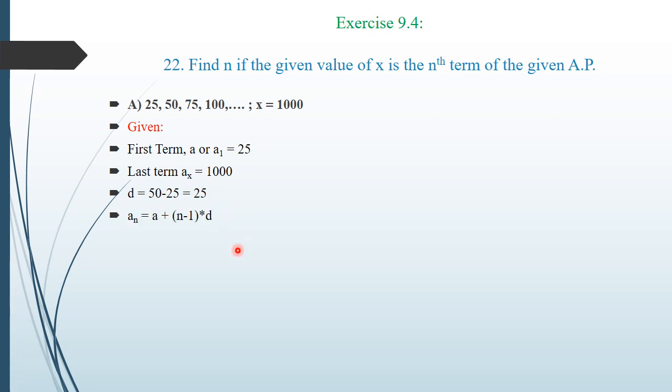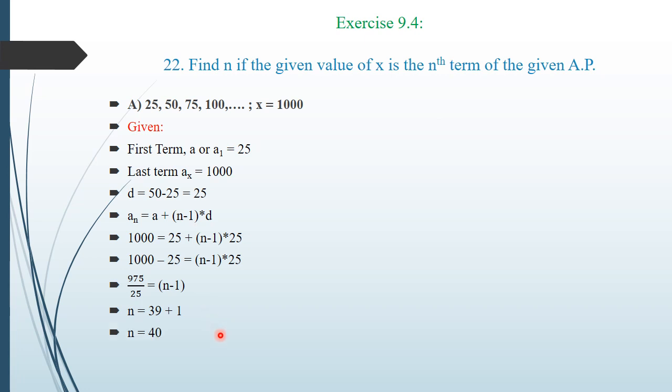Now I know an is equal to a plus n minus 1 into d. Instead of n, only x subscript is there. That is the only difference in this problem, nothing much. Therefore in place of an, I'll put 1000. a I know that is 25, n I need to calculate, I will put it as it is, and d is nothing but 25. After simplifying, I'll get n value as 40. Therefore 40th term of this AP is going to be equal to 1000.